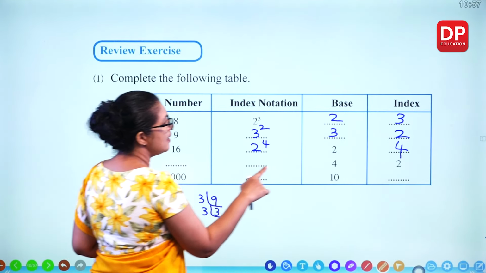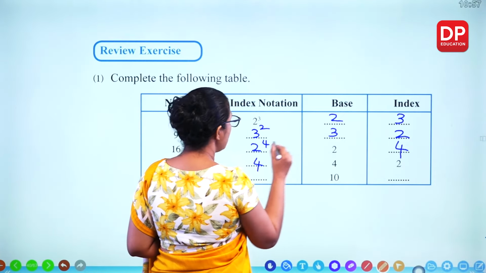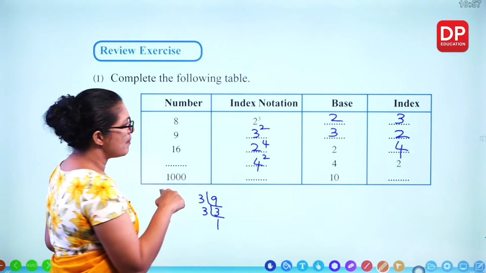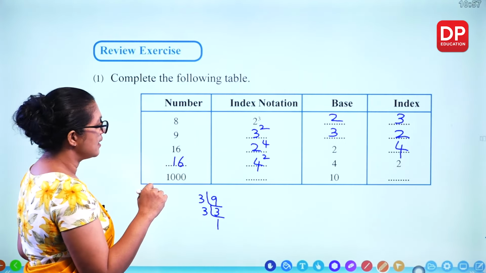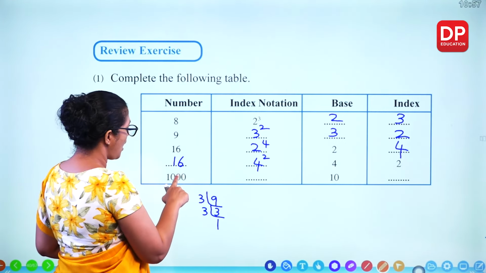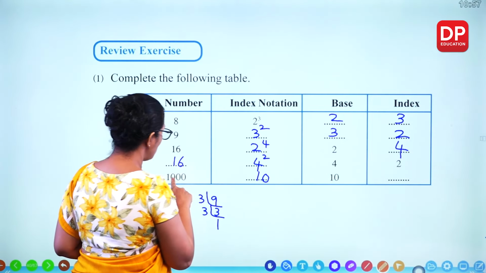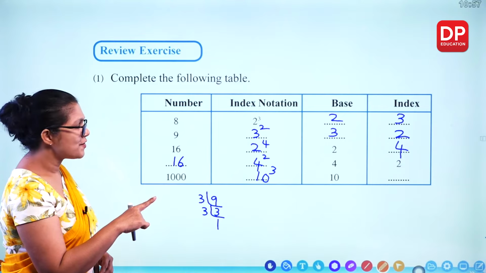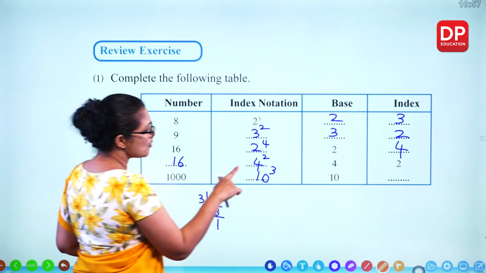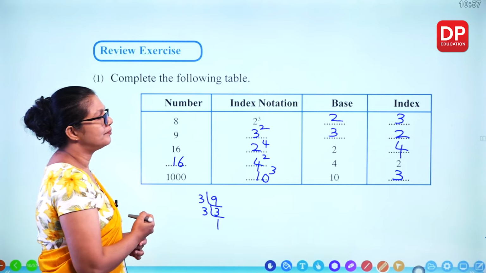And here base is 4 given and power is 2. So what's the number? 4 times 4, 16. Now 1000 is given with base 10. So 10 to the power 3. Here we just count the number of zeros. So 10 is the base, power is 3.